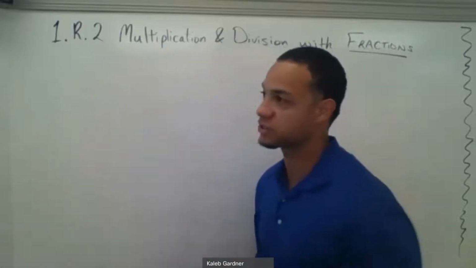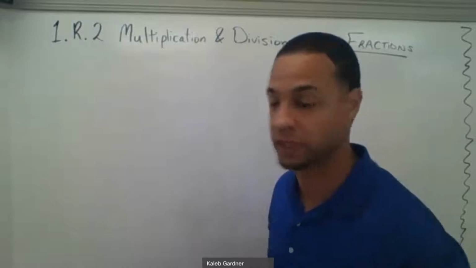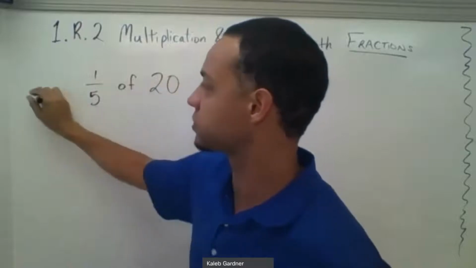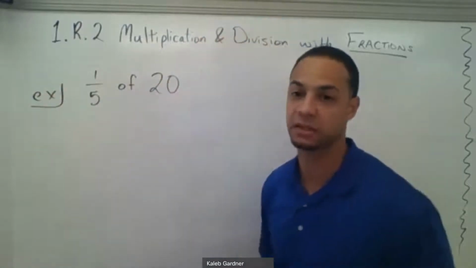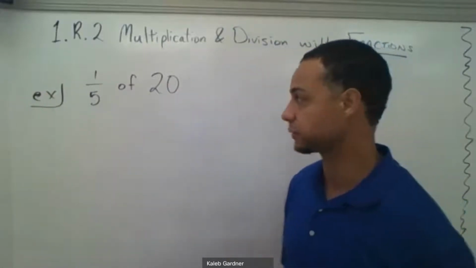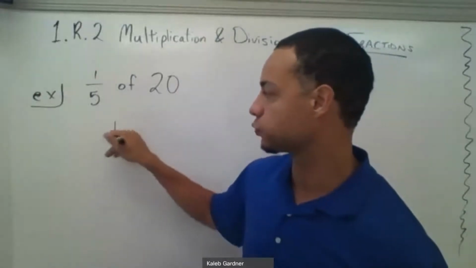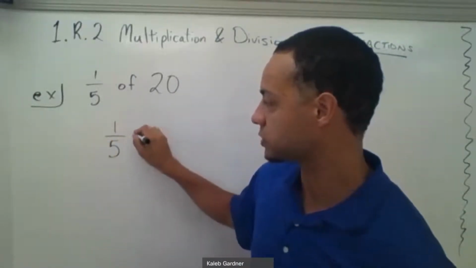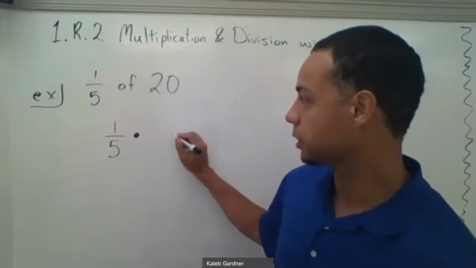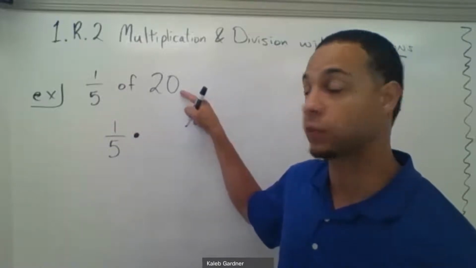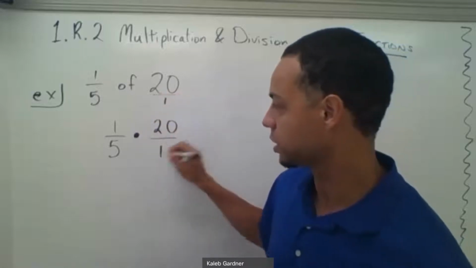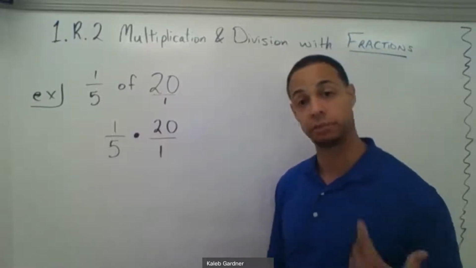All right, let's go ahead and use some "of." Here we go. What is 1/5 of 20? This will be our first example. In order to multiply, we first have to rewrite this as 1/5 times, and we're going to use a dot to represent multiplication, 20. But I'm going to prefer that we take this 20 and put it over 1 so that we have a fraction times another fraction.